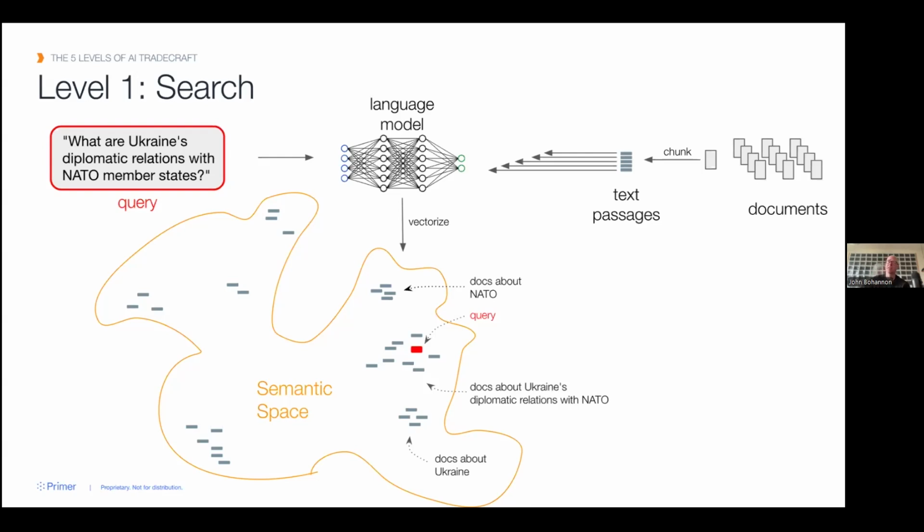We literally find out where your query is in that semantic space amid all of the document passages that we want to search on. And it will be closer, your query, to documents that are about NATO, because you're searching for Ukraine's diplomatic relations with NATO member states. It will also be pretty close to docs about Ukraine. But what you really want are the ones that are right around your query, that are docs about Ukraine's diplomatic relations with NATO. That's what you really want.